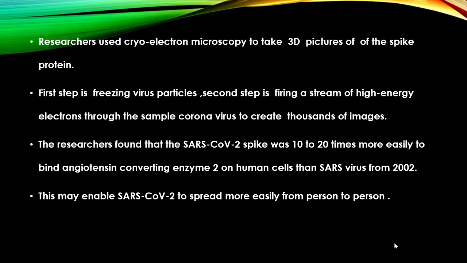Researchers use cryo-electron microscopy to take a 3D picture of the spike protein. The first step in the procedure is freezing virus particles. The second step is firing a stream of high-energy electrons through a sample of coronavirus to create thousands of 3D images. The researchers found that the SARS-CoV-2 spike binds 10 to 20 times more easily to ACE2, the angiotensin converting enzyme receptors on human cells, than the SARS virus from 2002. This may enable SARS-CoV-2 to spread more easily from person to person.